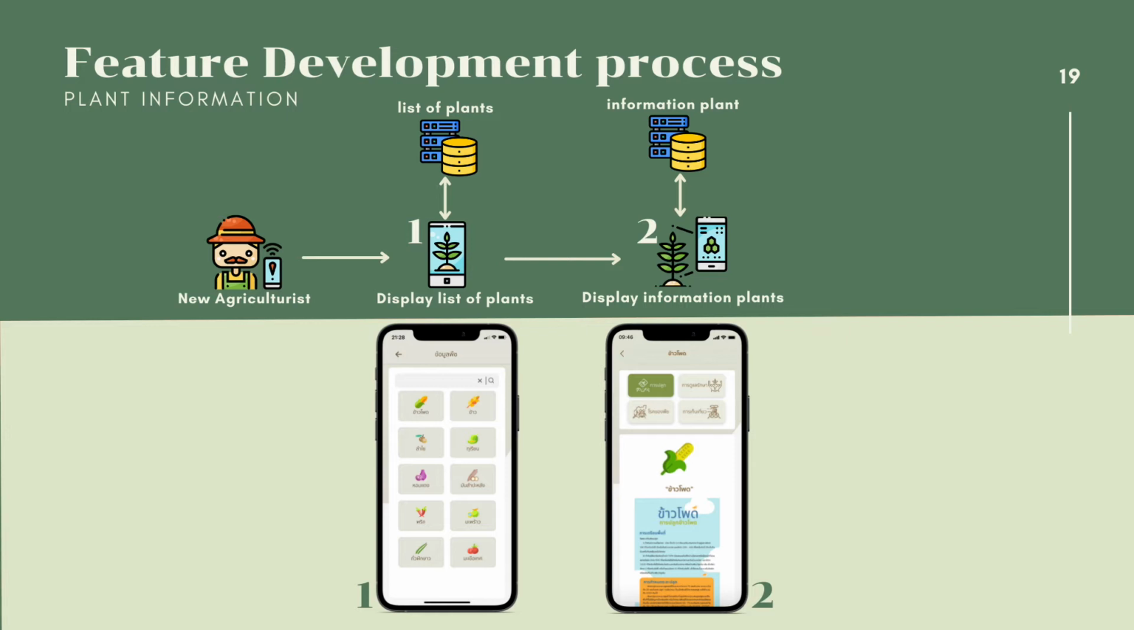Feature development process for plant information. The user wants to know plant information. The system displays all plants in the system. When the user chooses a plant to see information, the system displays the information the user chose by infographic.